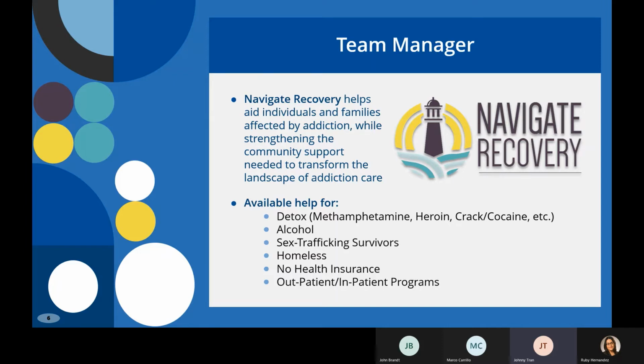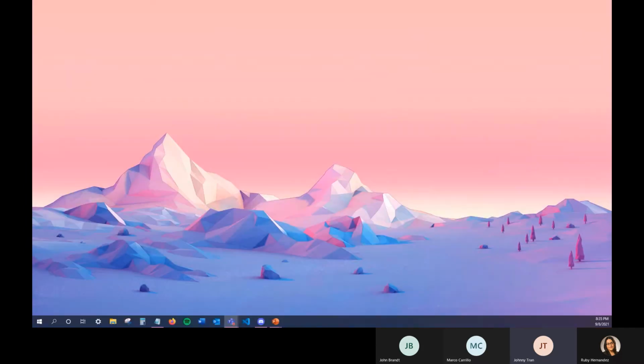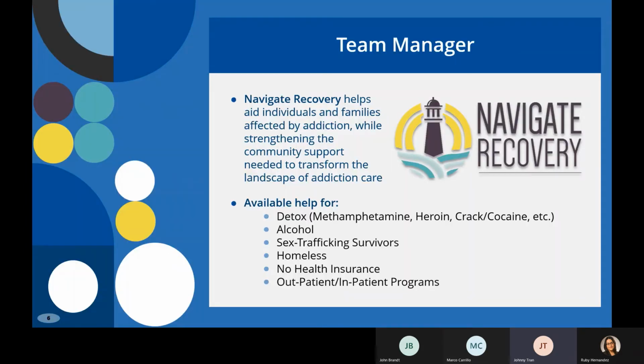The peers are helped out by the Navigate Recovery staff, who are called coaches, who, as Ruby said, were also former victims of addiction that are currently in long-term recovery themselves. The coaches help provide guidance and a connection to the peers who may have suffered through the same experiences as them.